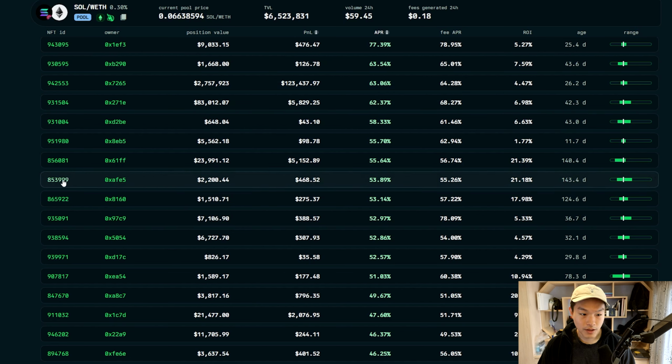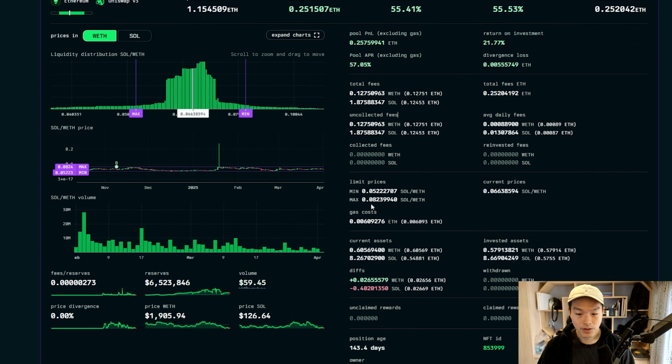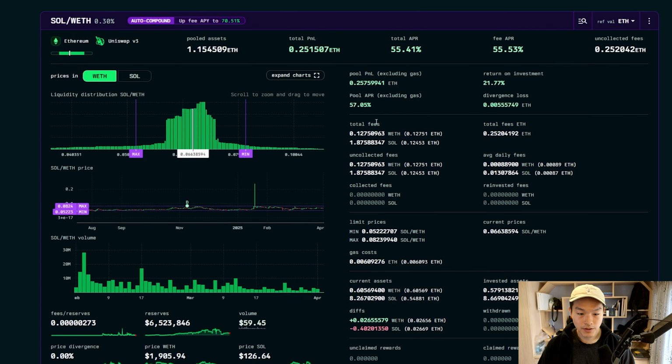So if we click into that 853999 NFT position, you can see these are the limit prices. So you can see their exact range, right? When they deposited into the pool, and if they have withdrawn or claimed any fees. But here you can see they're in pretty nice profit, generating about 55% APR on their capital and actually barely any divergence loss because the price right now is trading near what they deposited. So again, 143 days, pretty good performance out of this pool.